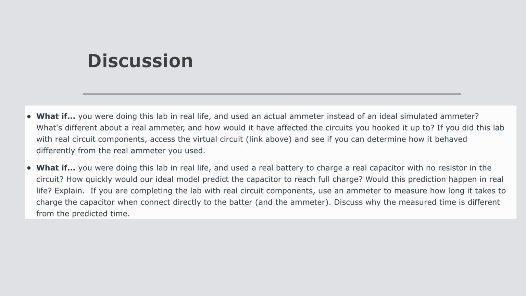To answer a few what-ifs, if we were doing this lab in real life and used an actual ammeter instead of an ideal simulated ammeter, what would be different about the real ammeter and how would it affect the circuits? Well, real ammeters have very little resistance, so the current would drop overall because it is inversely proportional to resistance, and if there is some resistance in real life, then the current would actually drop.